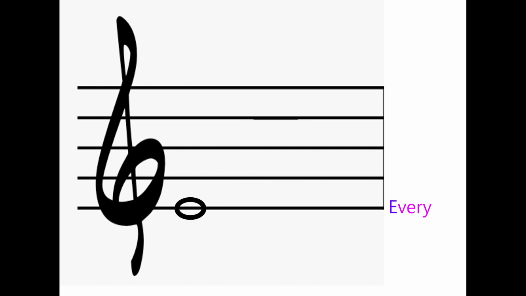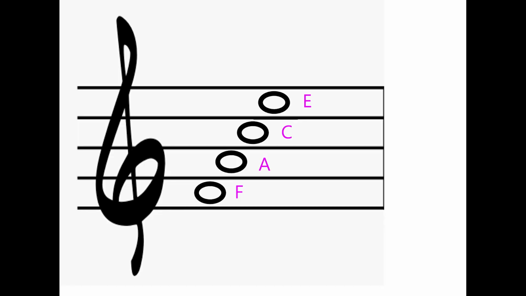The lines are named E, G, B, D, F. Every good boy does fine. Spaces named F, A, C, E spells the word face.